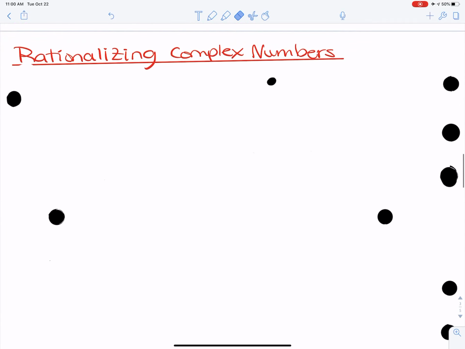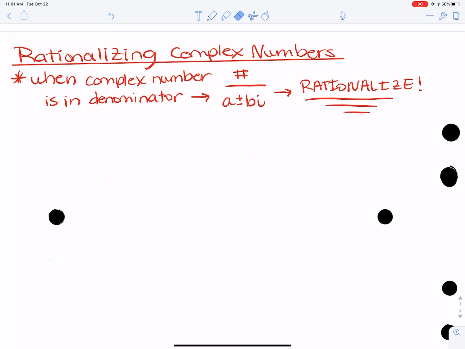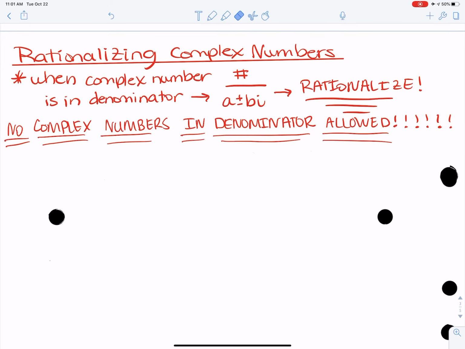Rationalizing complex numbers. All right, so step 1: when you have a complex number in the denominator, you must rationalize. The reason why is because no complex numbers in the denominator are allowed. You cannot have imaginary numbers in the denominator. It's sort of like dividing by 0. You can't do that, so you can't divide by an imaginary number either. So it cannot be in the denominator.